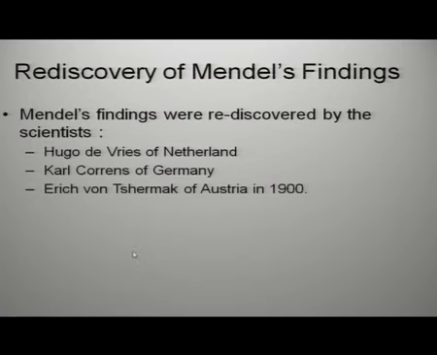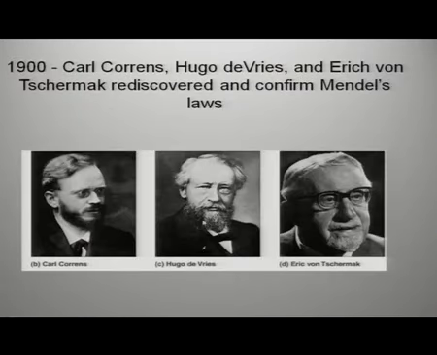But later in 1900, his work was rediscovered by a group of 3 scientists: Hugo de Vries of Netherlands, Karl Correns of Germany, and Erich von Tschermak of Austria rediscovered the valuable work of Mendel in 1900. You can see here the pictures: Karl Correns, Hugo de Vries, Erich von Tschermak, the 3 scientists who rediscovered Mendel's work.